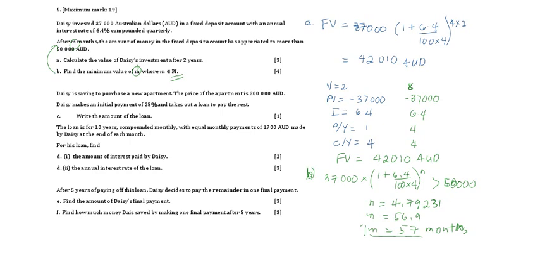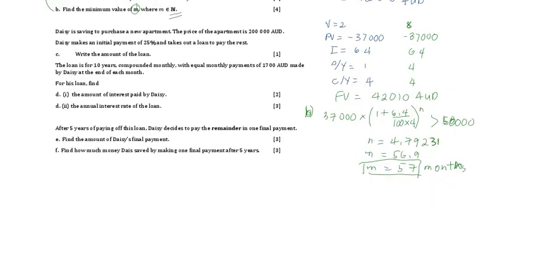Okay, now let's solve letter C. Let me move this a little. For letter C, Daisy is saving to purchase a new apartment. The price of the apartment is 200,000 AUD, and he makes an initial payment of 25% and takes out a loan to pay the rest. Write the amount of the loan.